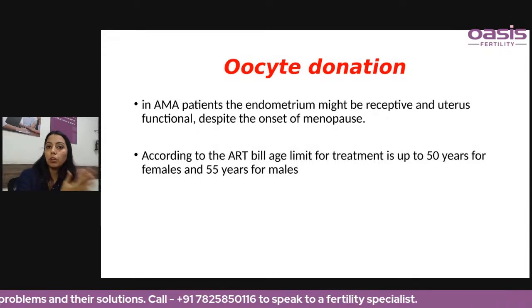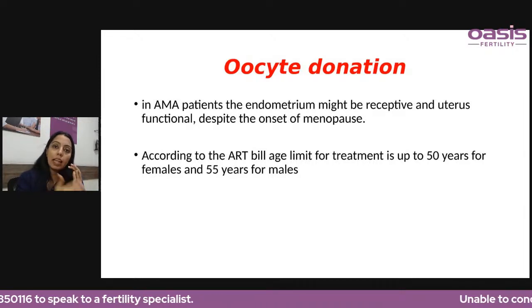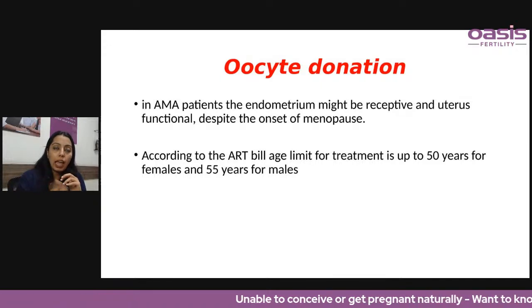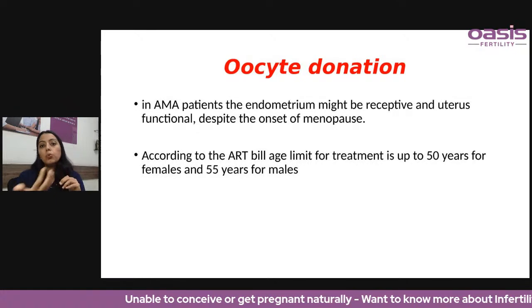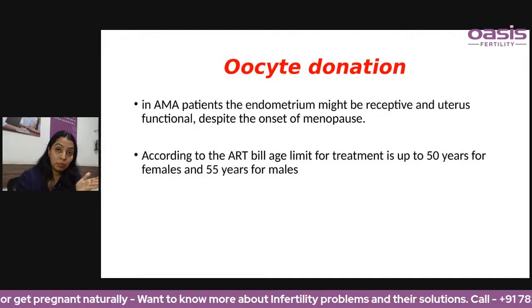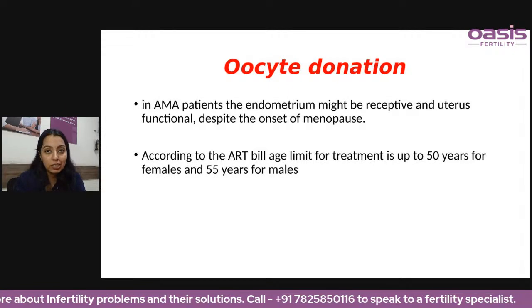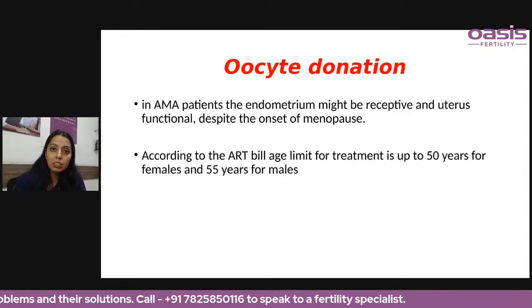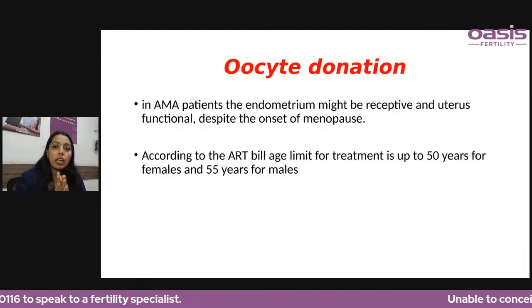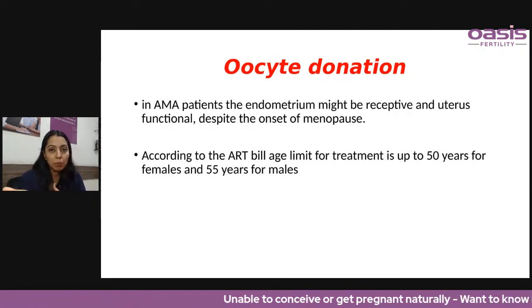You use the egg of someone who is younger, who's previously had a child, who gives you permission for that. That lady is stimulated. She's an anonymous donor who matches your blood group, and she is stimulated. Her oocytes are retrieved instead of yours. These oocytes are combined with your husband's sperm in the laboratory, and the embryos which are formed are then transferred in the recipient's uterus. So for all practical purposes, you are the mother of the child, but your genetic makeup is different.